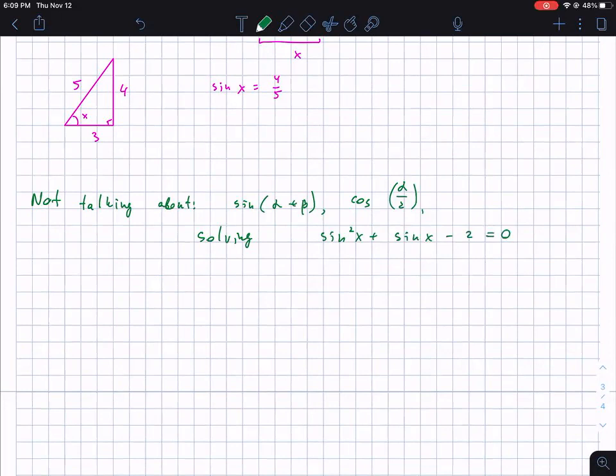Like something like this, right? We're not talking about solving equations like this, like trigonometric equations. There's other stuff which involves trigonometry, but it's not as relevant to calculus. Okay. All right. So hopefully, okay.